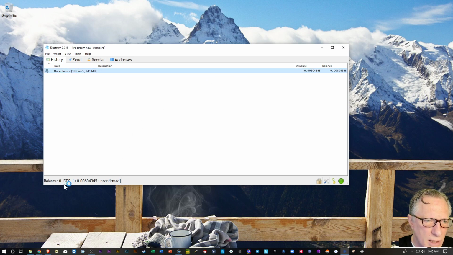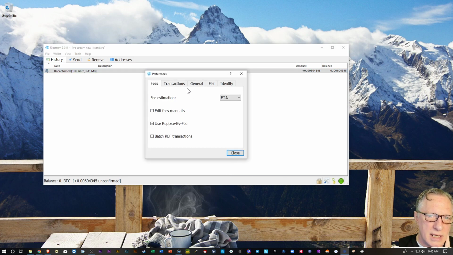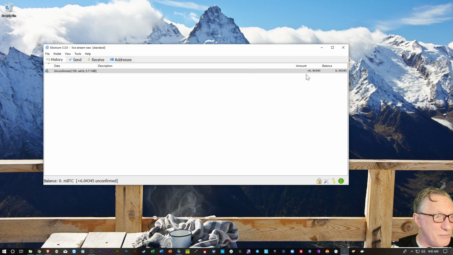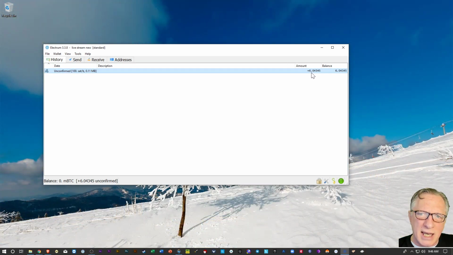Now let's look at the, let's see. I've set it to BTC. When you first set up this wallet, if you go down here to settings, they put it in micro BTC, which makes it look like more, right? So a lot of people, when they get Electrum and they first start using it, they go, what? I got 6 Bitcoin? Are you crazy? No, it's 6 micro Bitcoins, which is a little bit more of a manageable way of measuring the amount of Bitcoin you have, right?